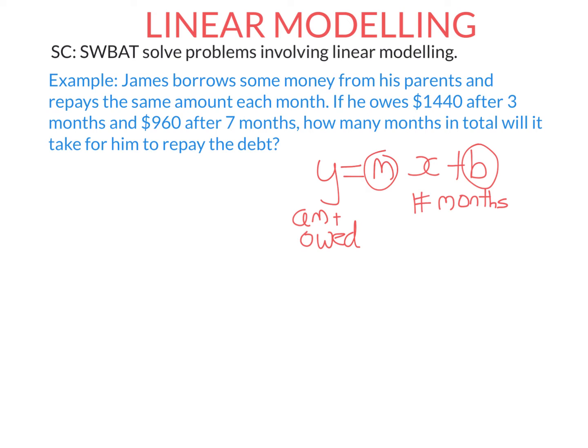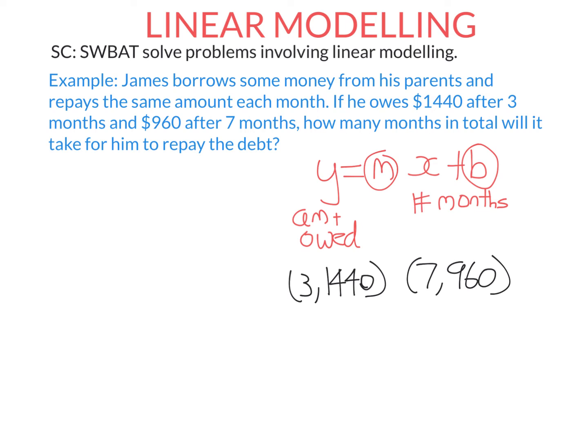Now, it may not be obvious, but we're essentially given 2 points for this line, this linear relationship to pass through. So x is the number of months. When x is 3, $14.40 are owed. And we have another point when x is 7. After 7 months, $9.60 is owed. So I can figure out this equation using the normal process for finding the equation of a line.